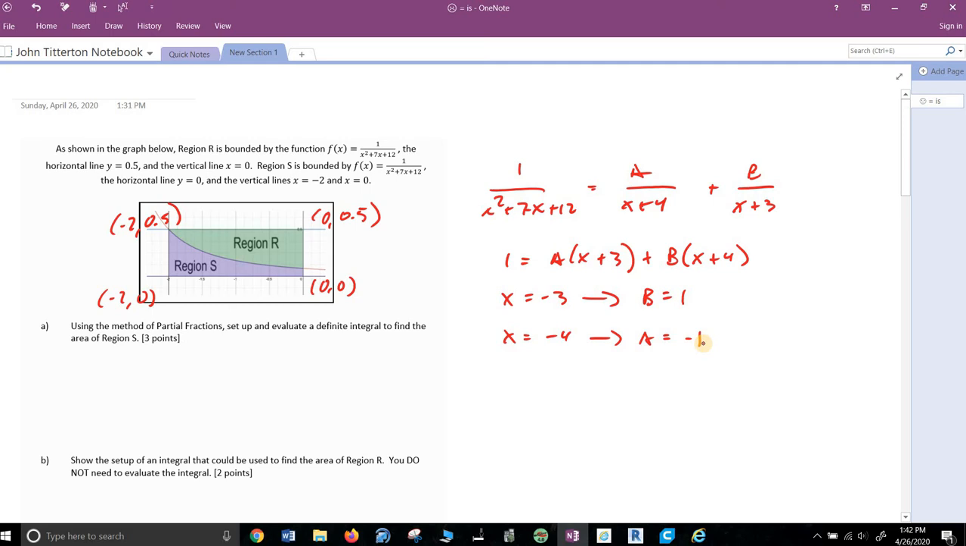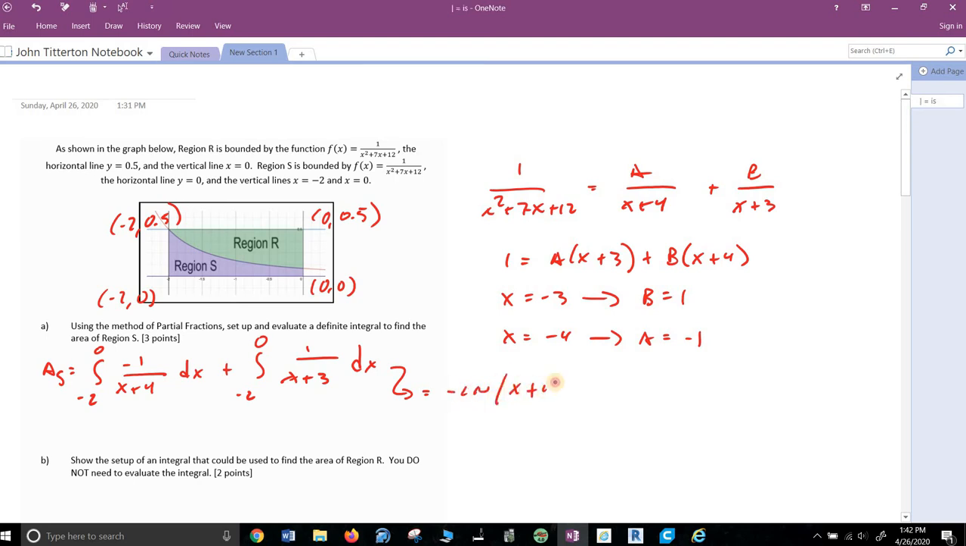So set up and evaluate the definite integrals from the area of region S. So that's from -2 to 0 of, now that we've fixed this, -1 over x plus 4. And I like to break my integrals up. Use the method to find area. AS. Might as well label things. 1 over x plus 3. Don't forget your dx's.